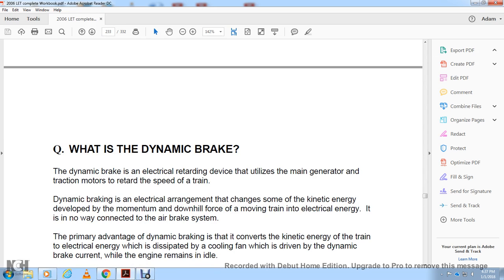Dynamic braking is an electrical retarding device that utilizes the main generator and the traction motors to retard the speed of the train. Dynamic braking is an electrical arrangement that changes some of the kinetic energy developed in the momentum of the downhill force of the moving train into electrical energy, in a way that is in no way connected to the air brake system.